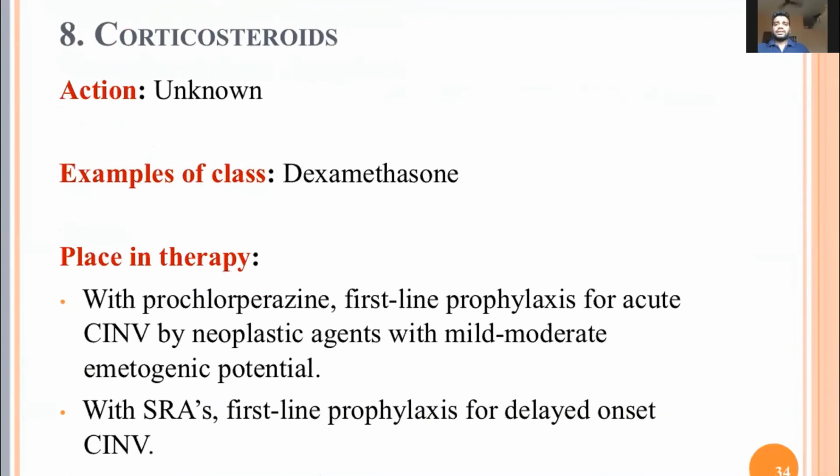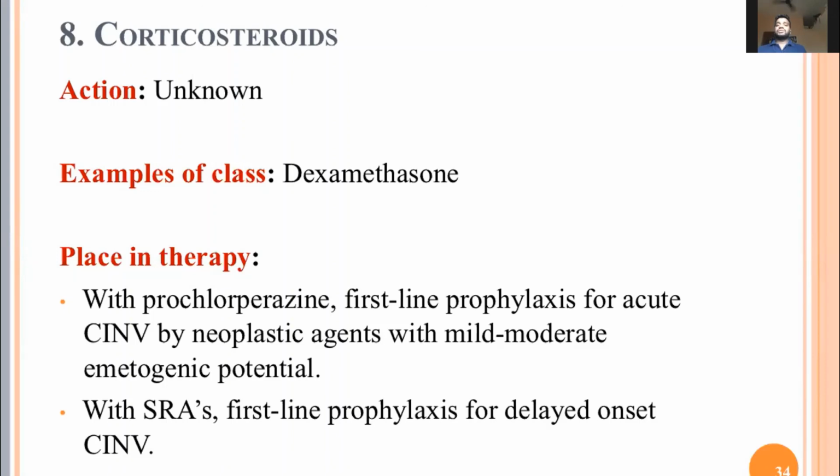Then the 8th category of drug, corticosteroid, can be used as a first-line prophylaxis for chemotherapy-induced nausea and vomiting in those chemotherapy-treated patients with mild to moderate emetogenic potential. But the exact mechanism of how steroids control the nausea and vomiting is not very well known. But dexamethasone does work very well in the chemo patient. Most of the time when you go in the ward, you will see the patient on dexamethasone.